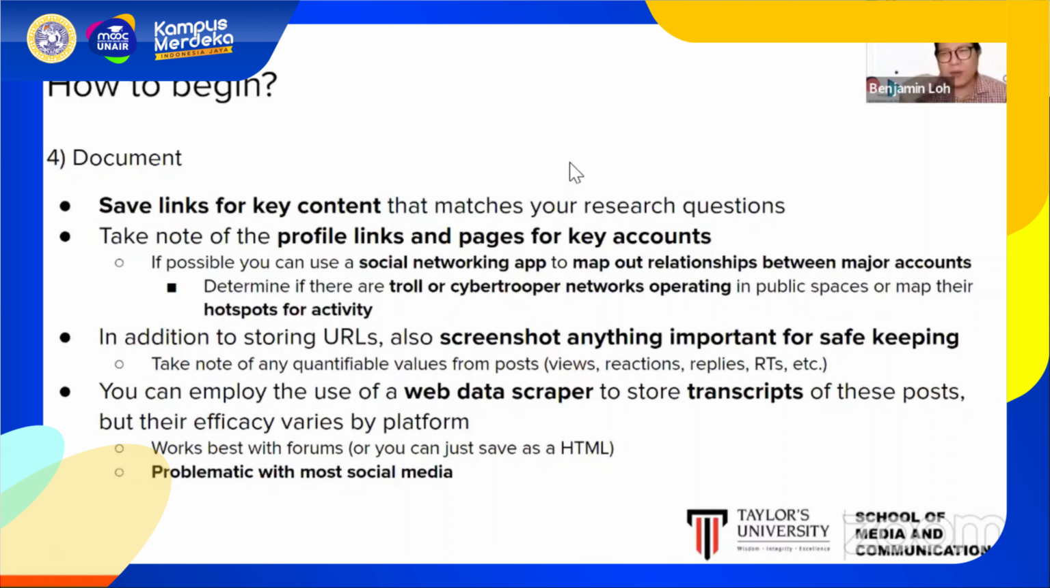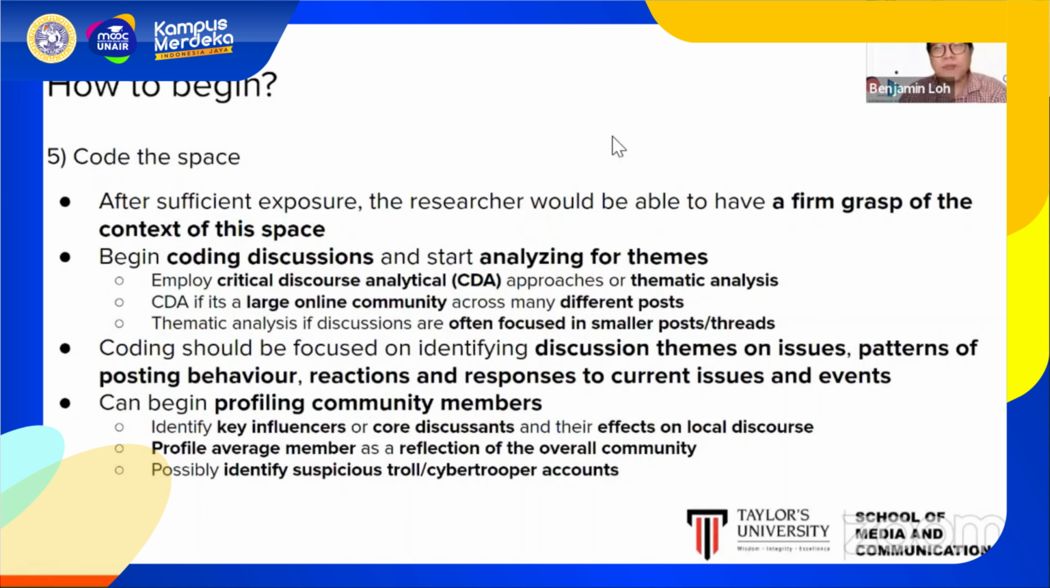But again, this is the kind of work that has to go into collecting data for digital ethnography. So the final part here is how do you then code this data? After you have enough exposure to these spaces, and you feel that you have a good grasp of the context and how this all operates, you can start to code the discussions. Basically, you start to collect your data and analyze for themes. Normally I would recommend that people use either critical discourse analysis or thematic analysis.